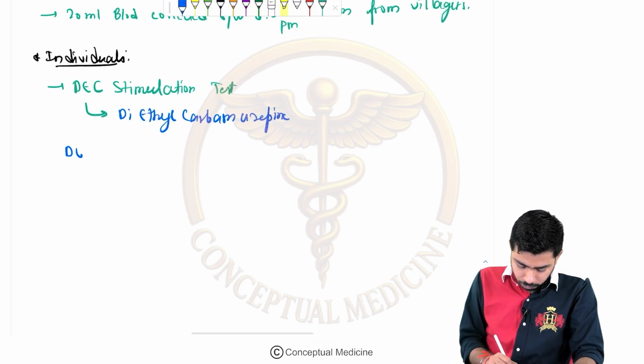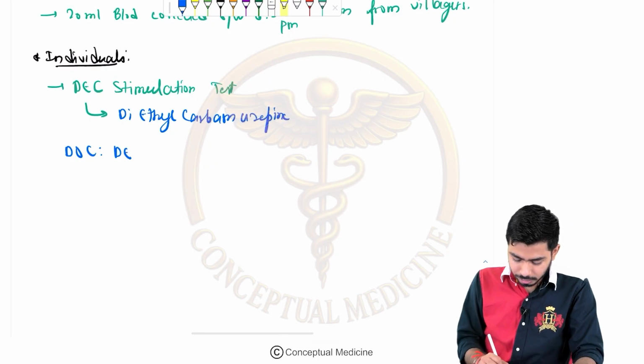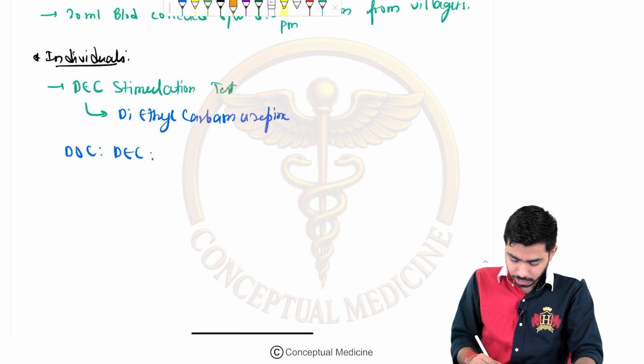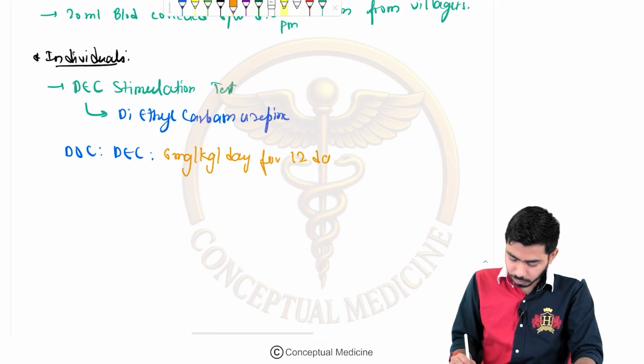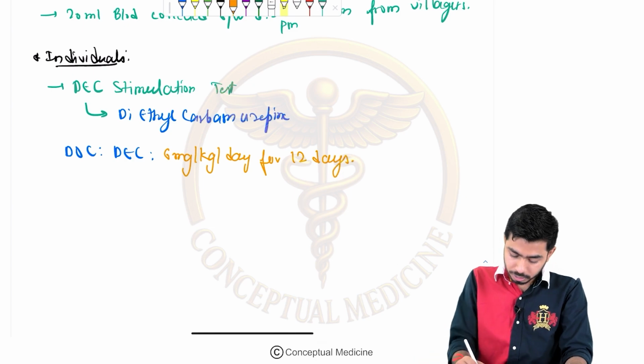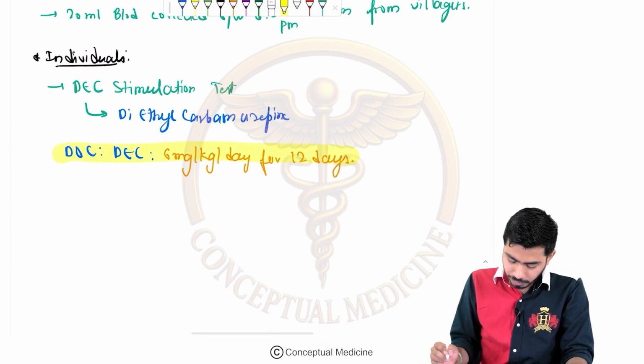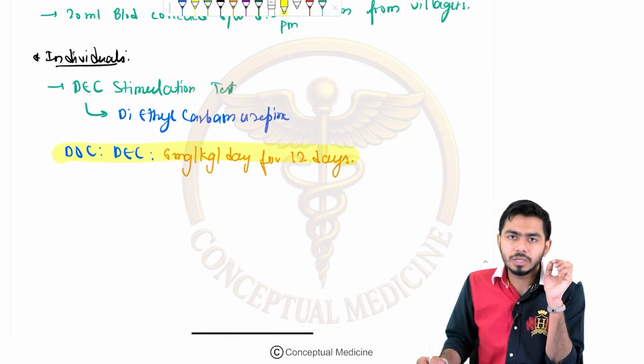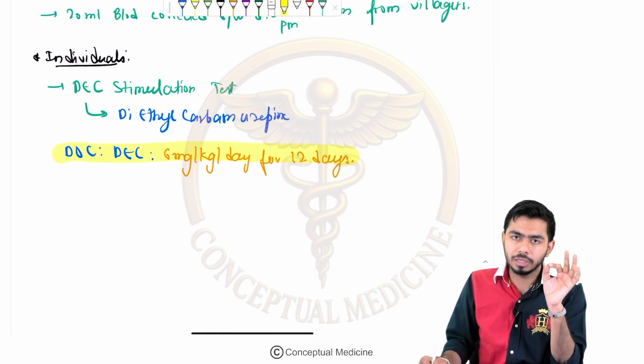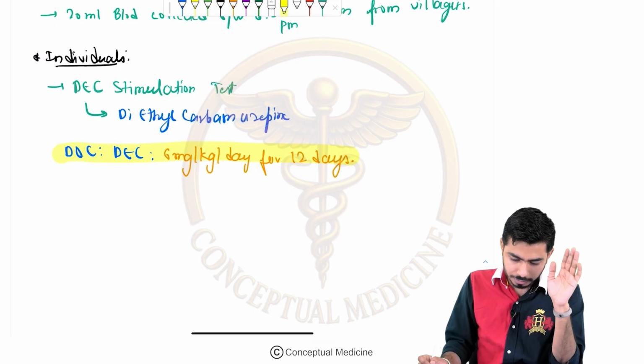The drug of choice over here will be DEC, and we are giving that 6 mg per kg per day for 12 days for filariasis. Please do remember, this is an MCQ, guys. The drug of choice for filariasis is diethylcarbamazine, DEC, 6 mg per kg per day for 12 days.